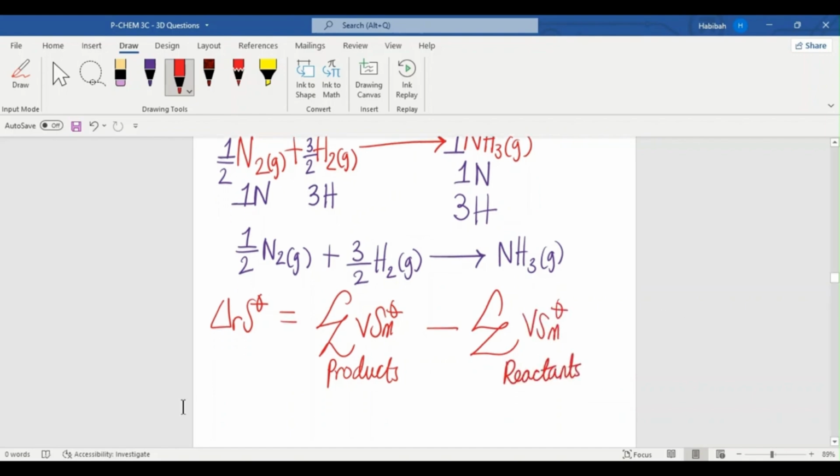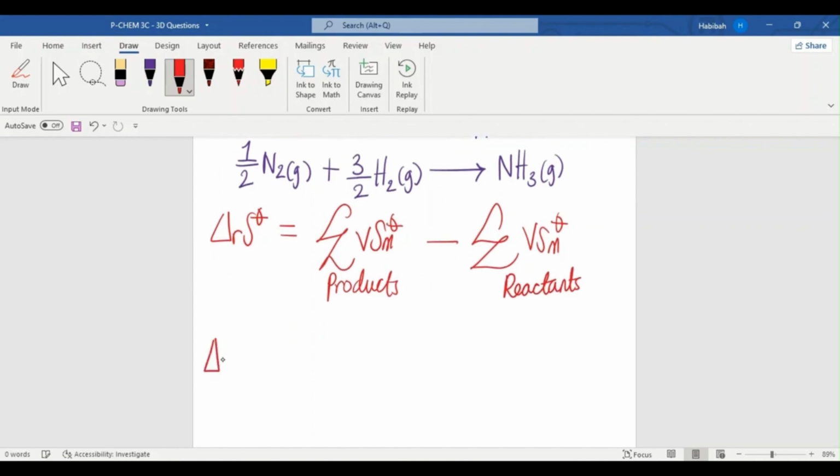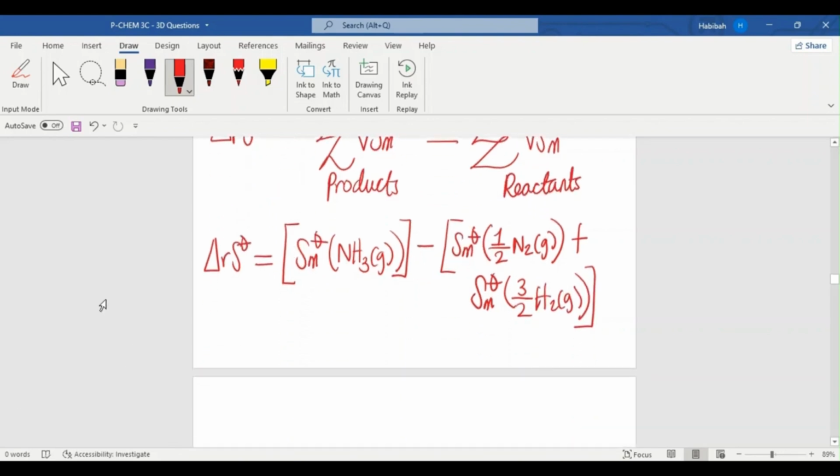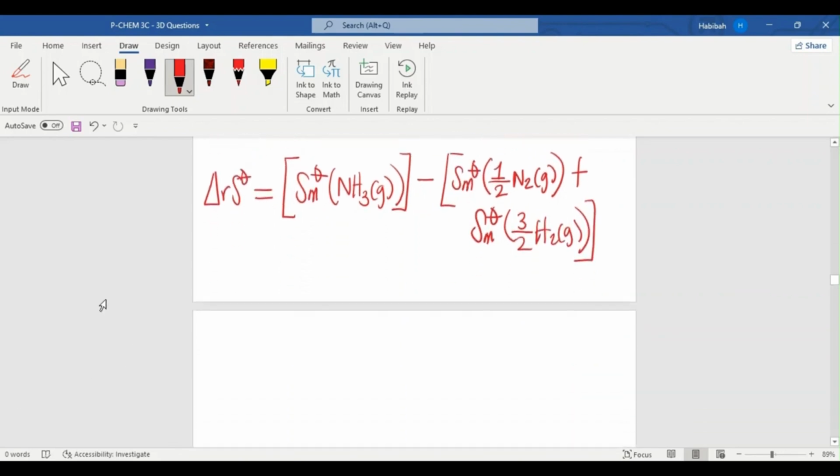So what this looks like is that you are going to organize this chemical equation in terms of this formula. So we're going to have this: the molar entropy of the product, we know our product to be NH3 gas, minus the molar entropy of our reactants. The first reactant is N2, so the molar entropy of half N2 gas, because we're applying it to this particular equation, plus the molar entropy of the second reactant, which is just 3 over 2 H2 gas. So that is it. So the next thing you're going to do now is rearrange this in such a way that makes our work neater and easier to understand.